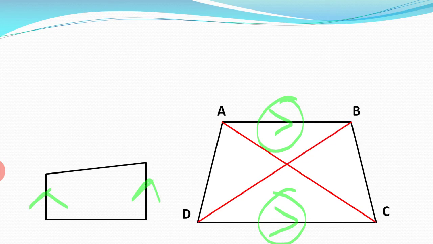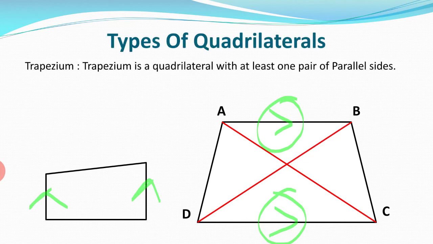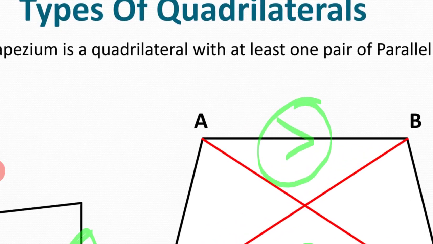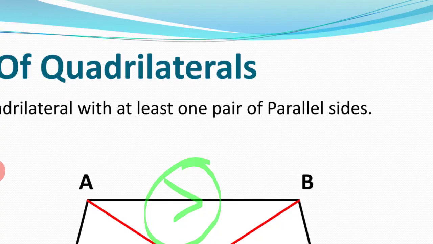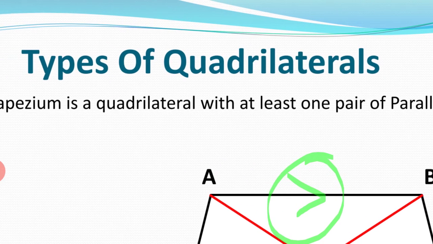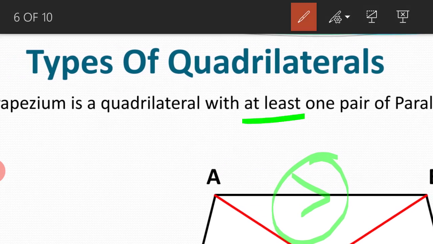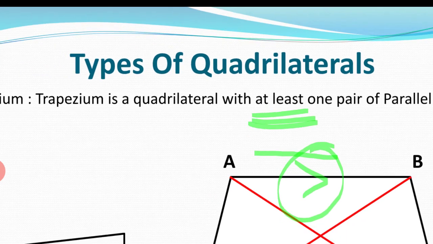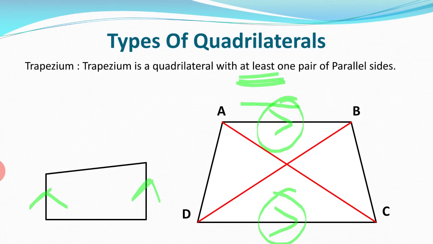Now these are the diagonals we have drawn. So let us go for trapezium. A trapezium is a quadrilateral with at least one pair of parallel sides. How many? At least. This word is very important. You are going to underline it. A trapezium is a quadrilateral with at least one pair of parallel lines. Is it clear to you? Are you getting it? So now this is a trapezium, one kind of quadrilateral.